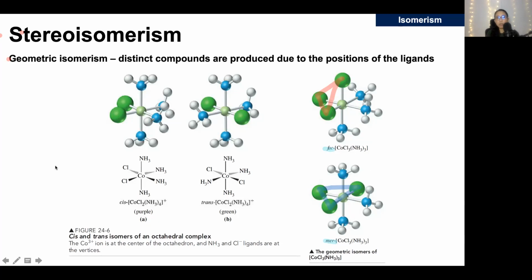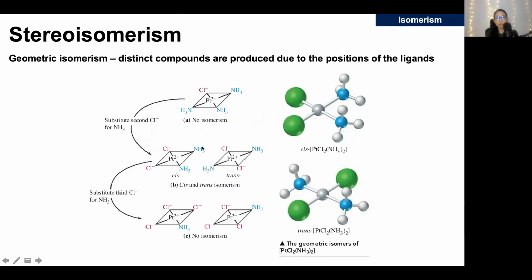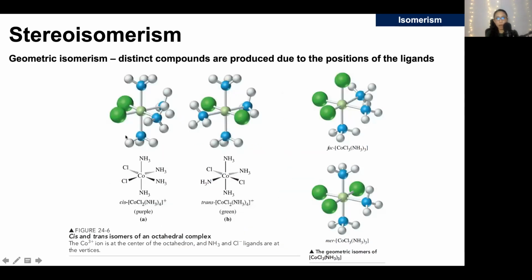Okay? So again, in the square planar structure, you only have the cis-trans isomerism, which is a type of geometric isomerism. In octahedral, you have the cis-trans as well, and the FAC-MER isomerism. So these are geometric isomers. These two are geometric isomers of each other as well.